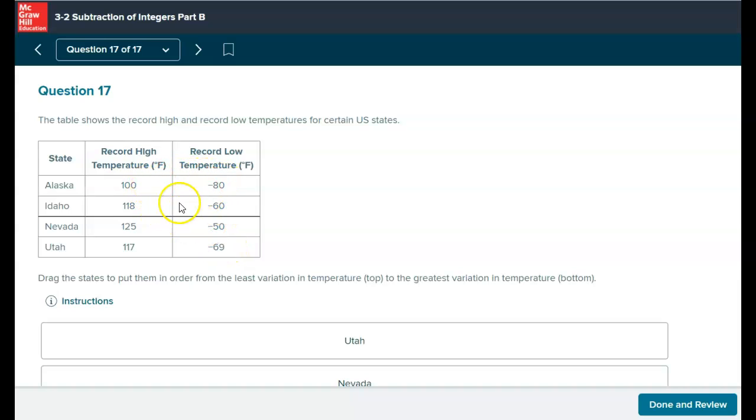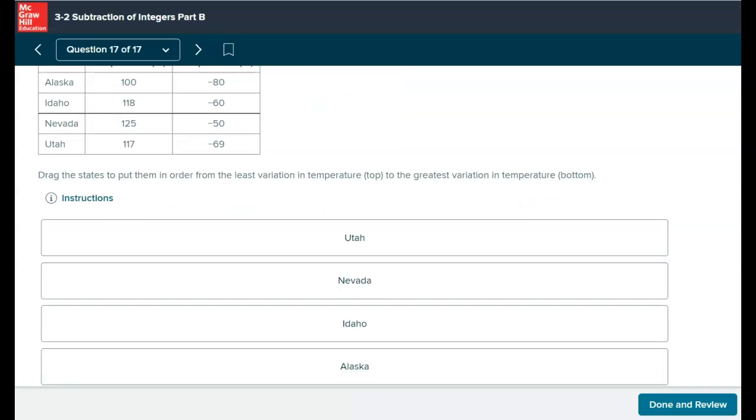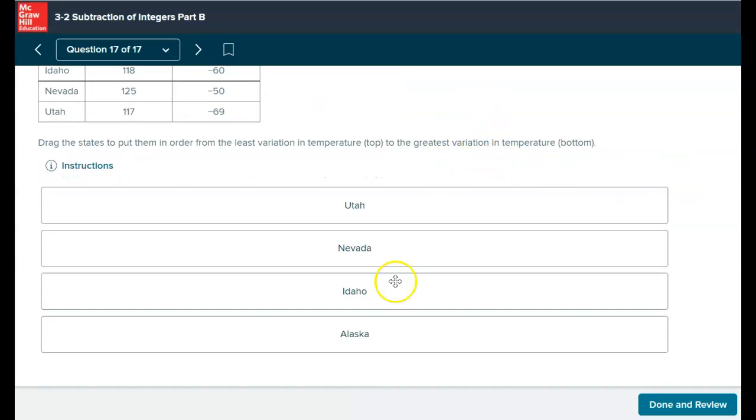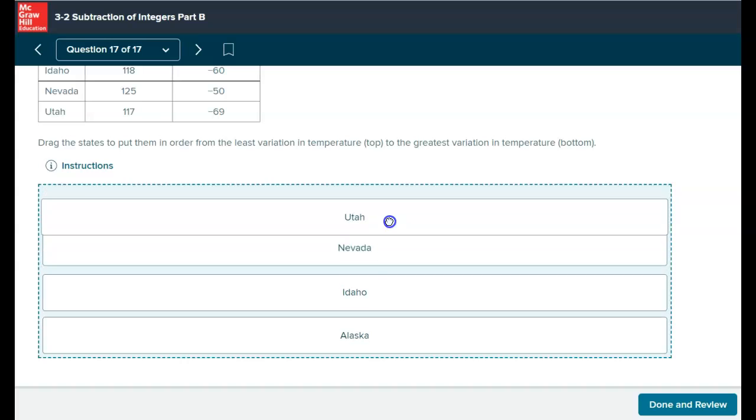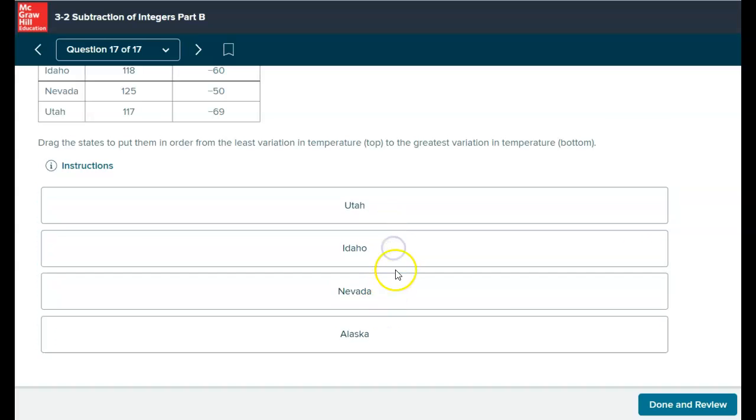So this one's 180, this one is 178, this one is 175, and this one would be, I have to do it in my head, 6 carry 1, 181, I believe. And so then whatever, you got to drag these states so that they're in order from the greatest variation to the least variation. So you just grab these guys and move them around until you get them in order.